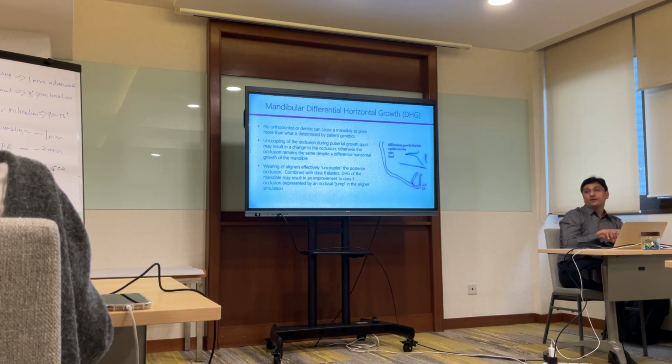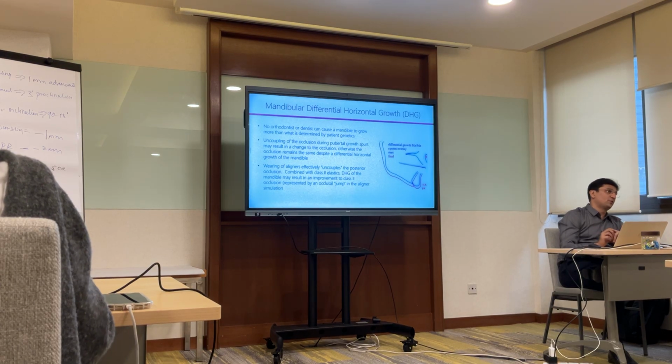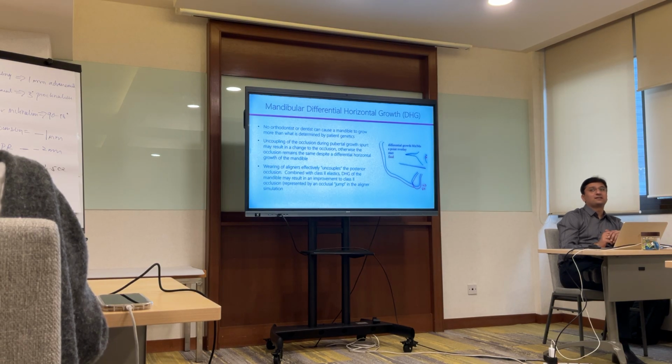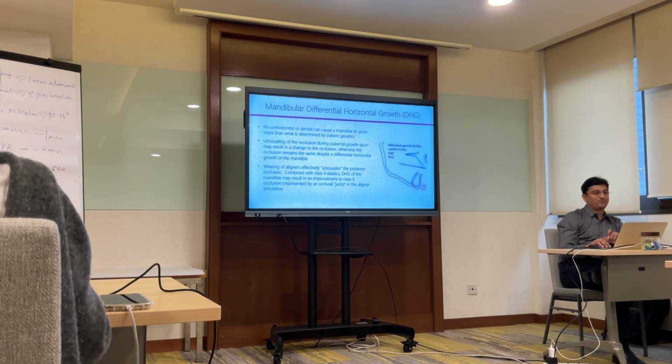But in a class 2 patient, uncoupling the occlusion is going to help you. So for a growing class 2 patient, aligner is a good therapy because it's still going to give you class 2 elastics, it's going to align your teeth, uncouple, express horizontal growth, everything. So in class 2 growing patients, aligners are a very, very suitable appliance since it fits every requirement. Okay?